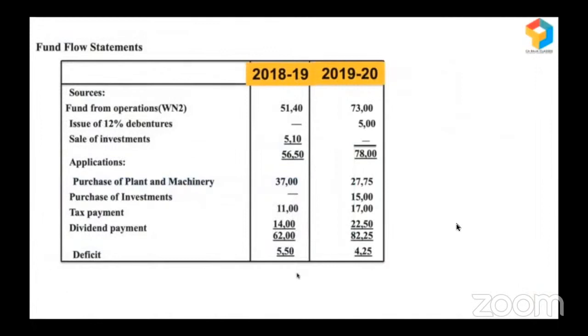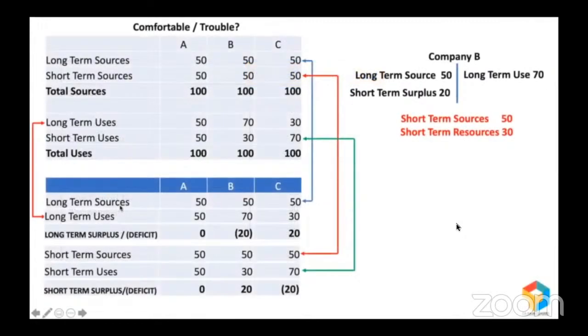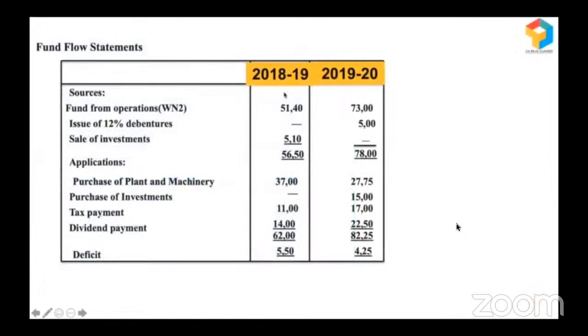Okay, it's basically part of it. Look, here you have the sources and here you have the applications. Sources we basically call long-term sources. Applications we call long-term uses, like what we have seen here. Okay, now look at this. Let me analyze this also so that you will get complete clarity about fund flow analysis.